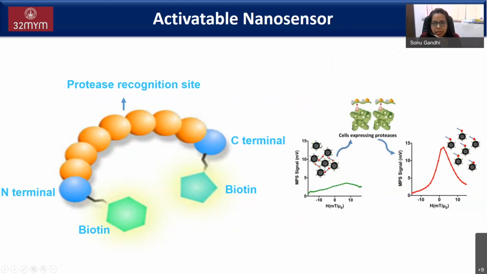Then we made the iron oxide nanoparticles, which were labeled with streptavidin. Due to the interaction between biotin and streptavidin, there was aggregation of the molecules that one can see through the naked eye, as well as through the MPS, the magnetic particle spectrometer. The signal goes down when there is aggregation, and when we add the cells expressing the proteases, the cancer cells, a cleavage occurs in this peptide, and the particles get dispersed, so the signal goes up. This also can be seen through the naked eye. This was one of the studies.